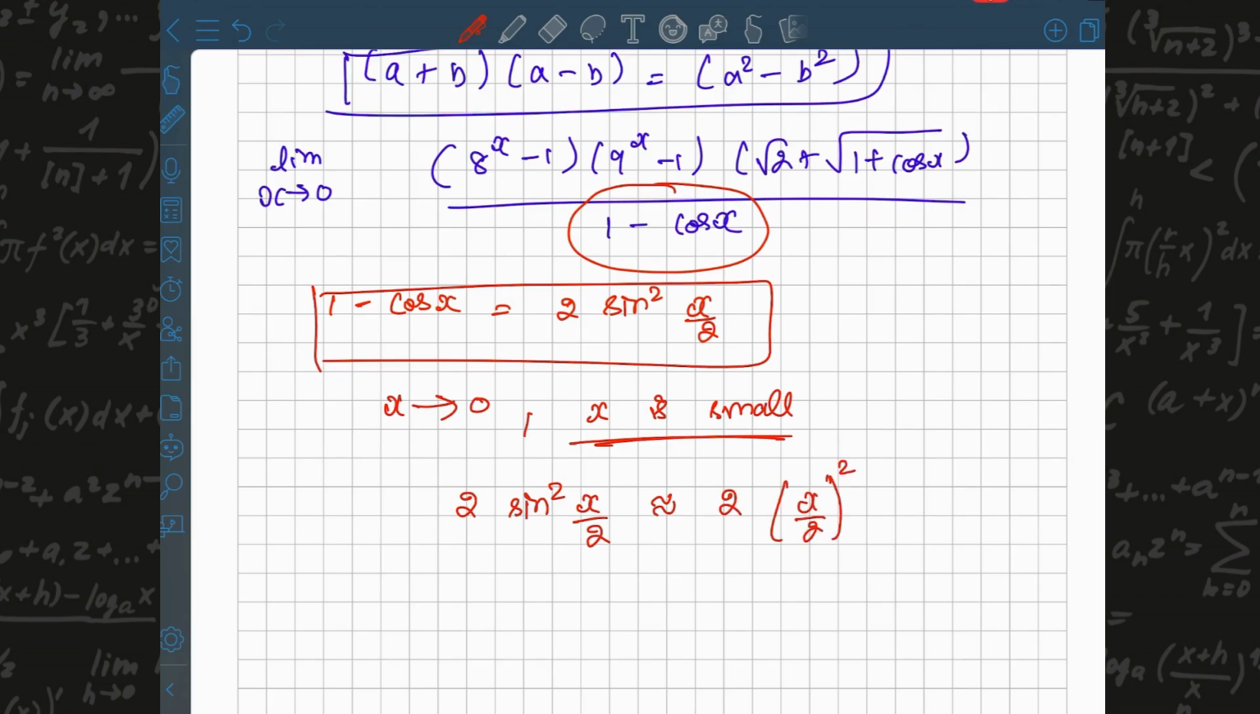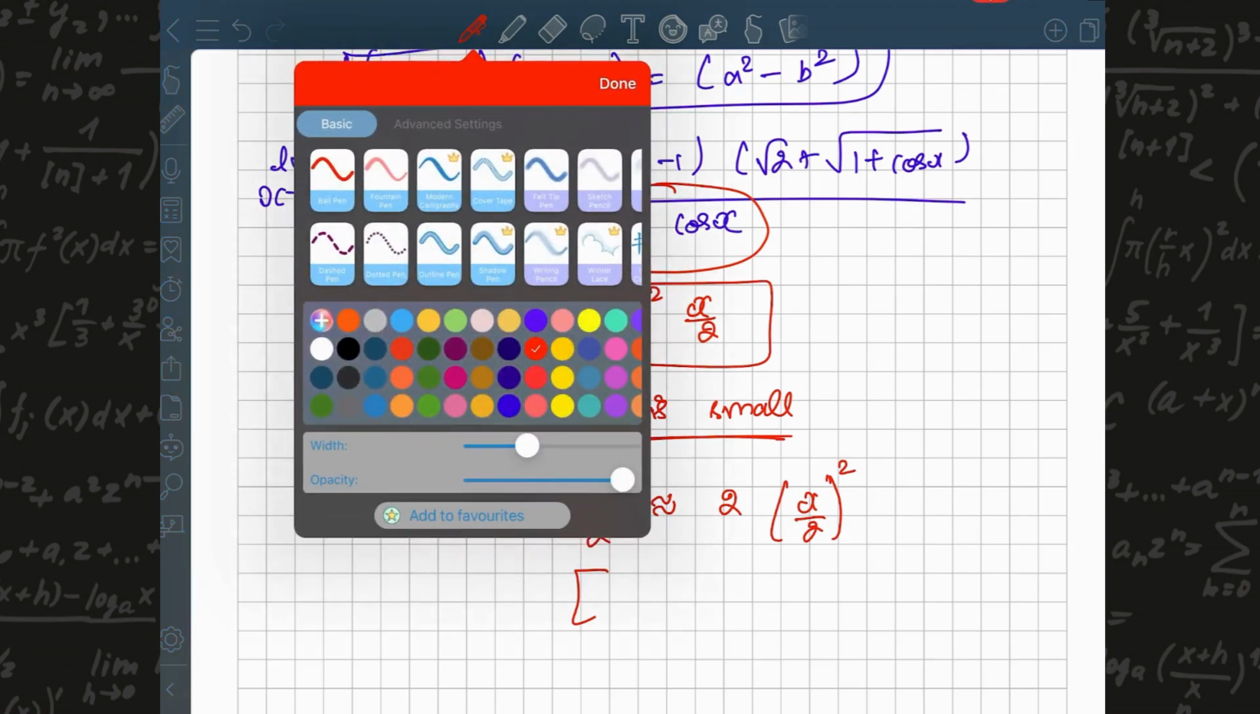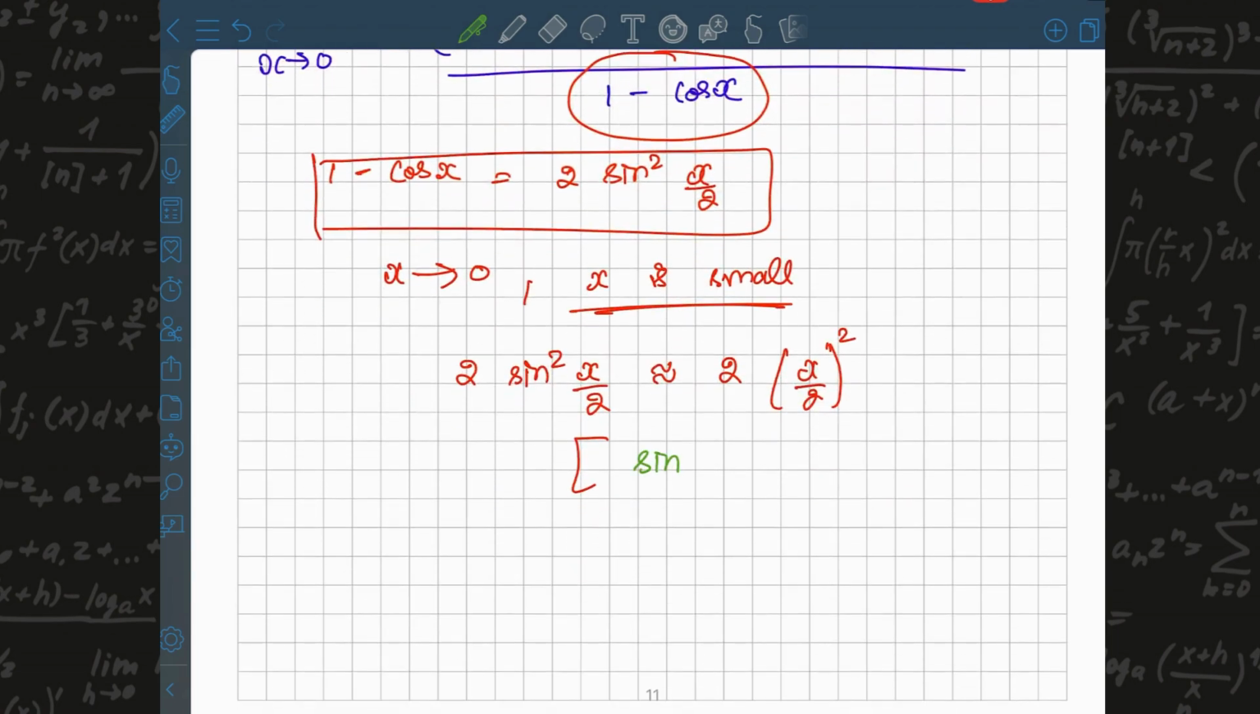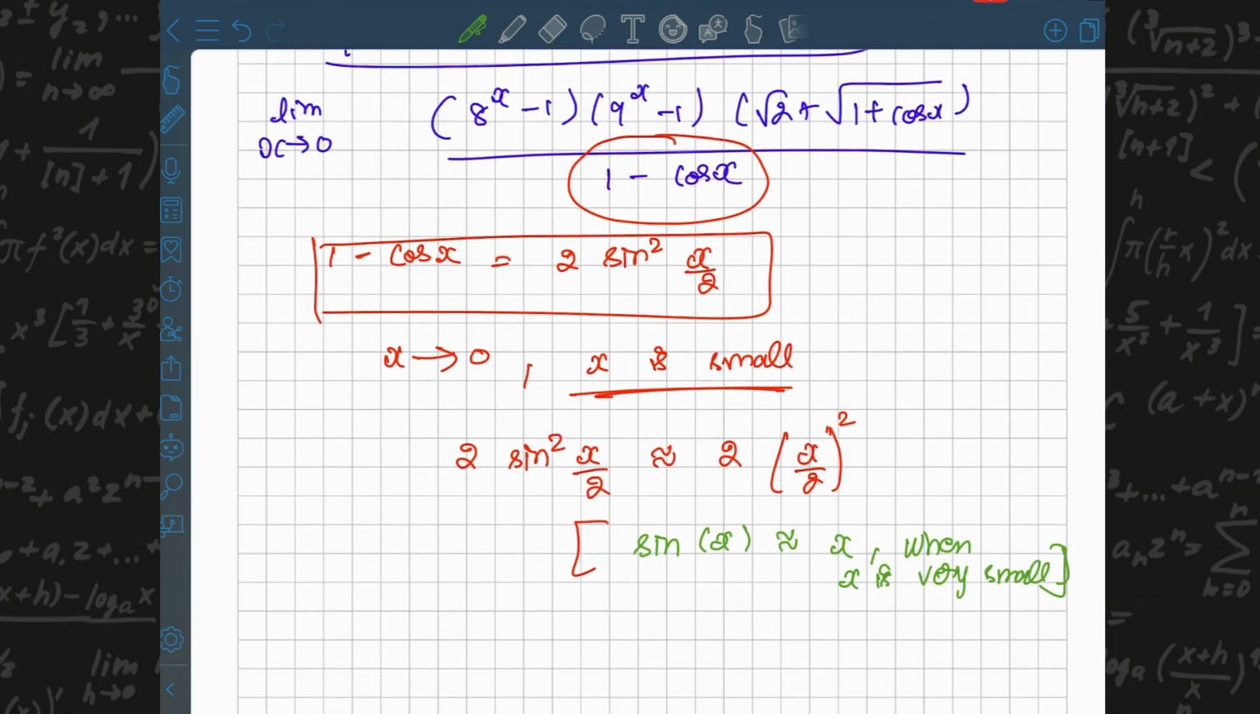Why are we writing like this? Because when the x value is very small, then sine value is approximately equal to the x value. In simple terms, we can write it like sine x is approximately equal to x when x is very small, right? So that's what we are trying to do here.